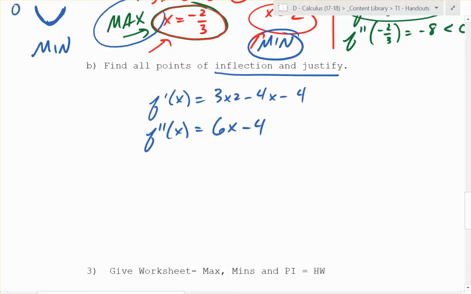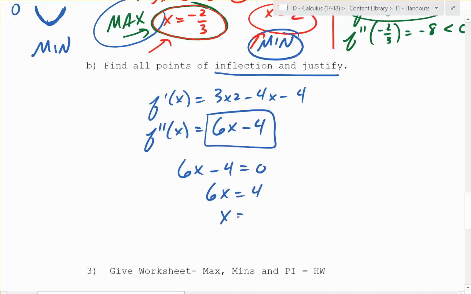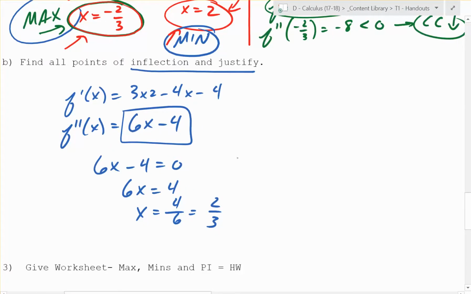So we need to ask ourselves, where does this change from positive to negative or negative to positive? So we set up where does it equal 0. So that's 6x equals 4. So that's x equals 4 over 6, which is positive 2/3. So then we make a second derivative sign diagram. So this is x and f double prime of x. We know that when x is 2/3, the second derivative is 0.